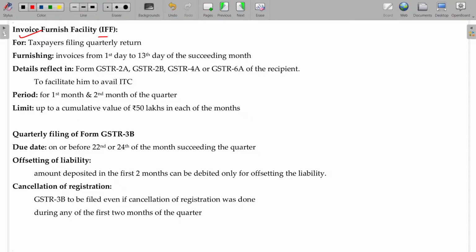For whom this IFF is available: QRMP scheme taxpayers. And he is able to use the IFF for the first and second month of the quarter, the third month he has to go for the GSTR 3B only. Quarterly filing of form GSTR 3B date also we already studied.